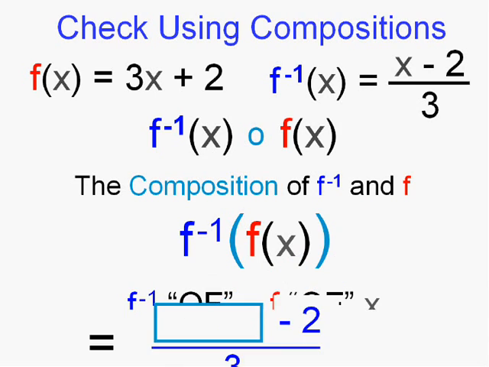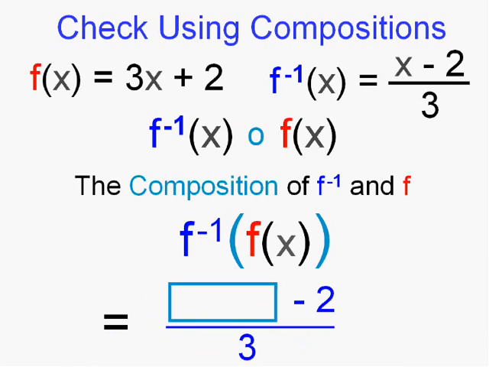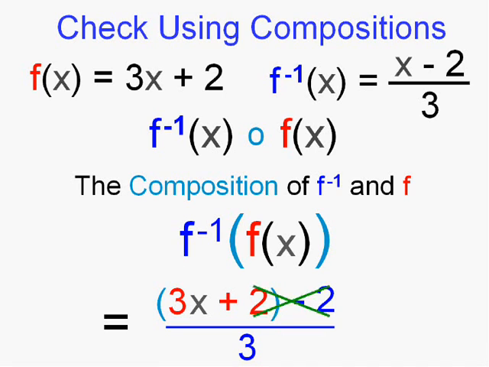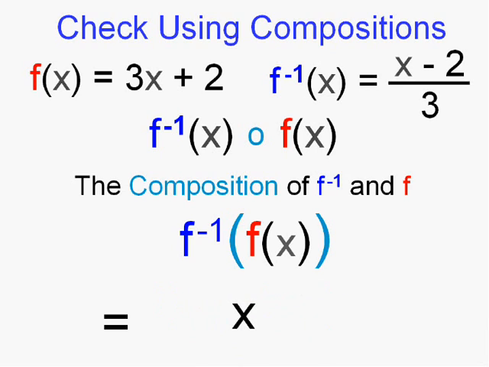Let's try it. There's the inverse function, and I'm going to replace x with the original function 3x plus 2. Now let me simplify. The 2's cancel, and the 3's cancel, and what's left? There he is, x. We got back to x, so I must have found the correct inverse function. Pretty cool, huh? Let's do the other test.